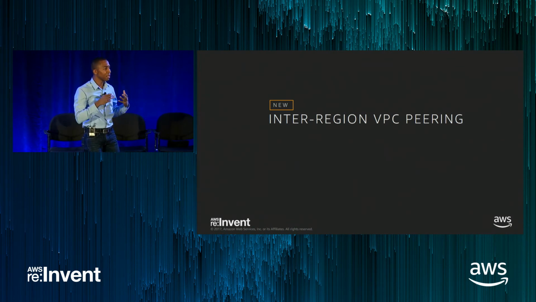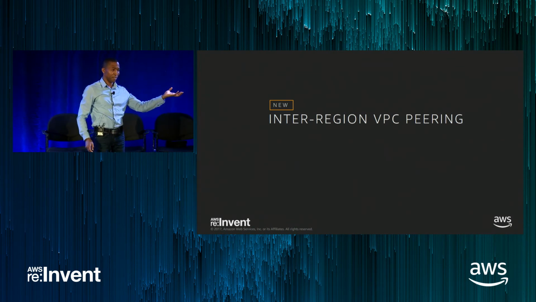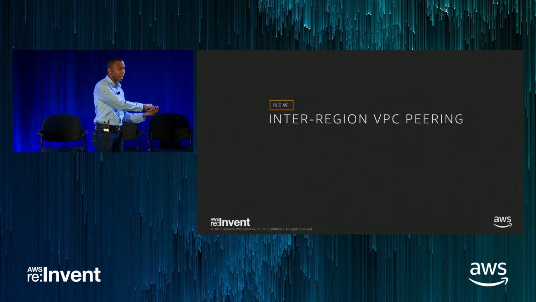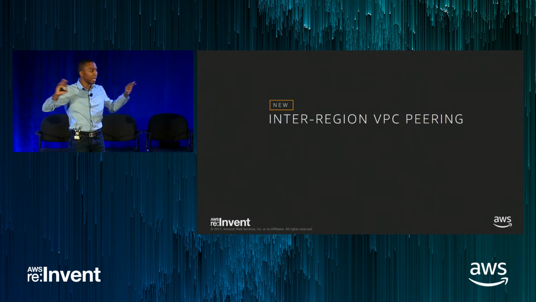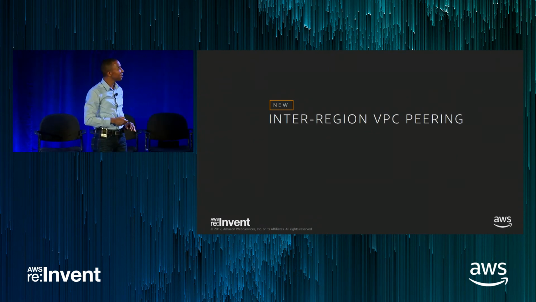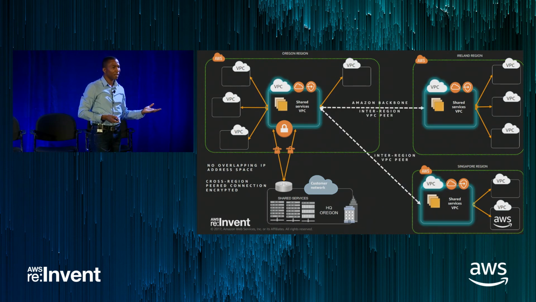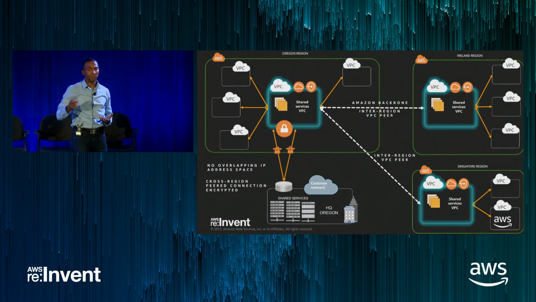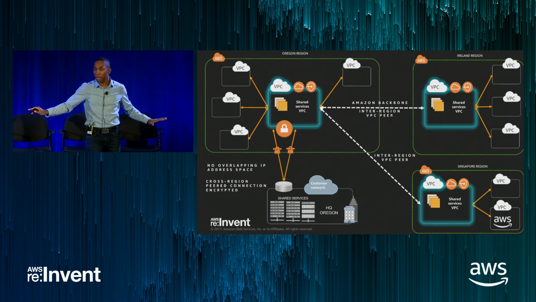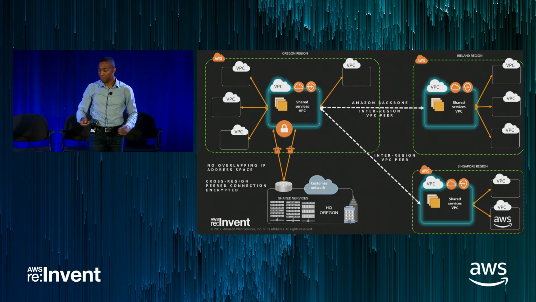I no longer have to create a Cisco router, a Palo Alto device, and then create IPsec tunnels via that and other VPCs in multiple other regions, which means I'm removing things I need to manage and using native AWS services to get there. Something else to note is I don't have to worry about encryption. With inter-region VPC peering, everything is encrypted by default for you.